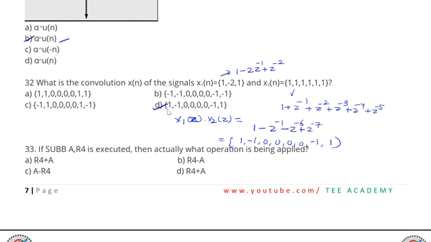Next one. If SUBB A comma R4 is executed, then what operation is being applied here? SUBB subtracts with a borrow the content of the accumulator with that of the register or some immediate value. So A minus R4 is done here. So this is the answer for this question.